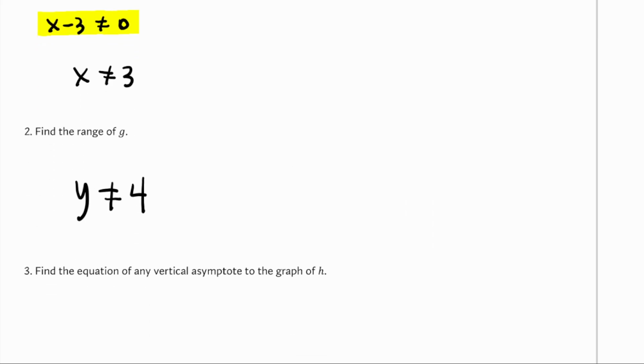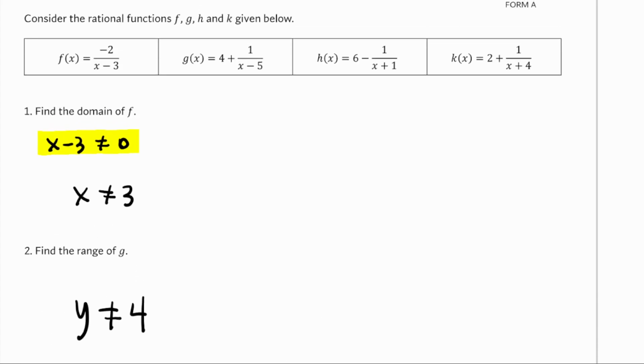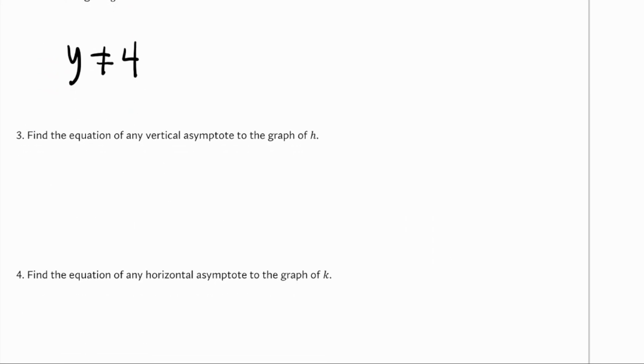Find the equation of any vertical asymptote to the graph of h. A vertical asymptote will be a place where we are forced to divide by 0, so it's a place where the function doesn't exist, and we get an infinite discontinuity in our graph. So whatever x causes me to divide by 0, that's x equals -1. Because it's a vertical line, the equation is x equals something. All the points that have x coordinate -1 form a vertical line.